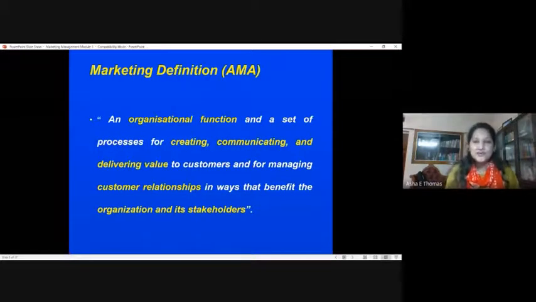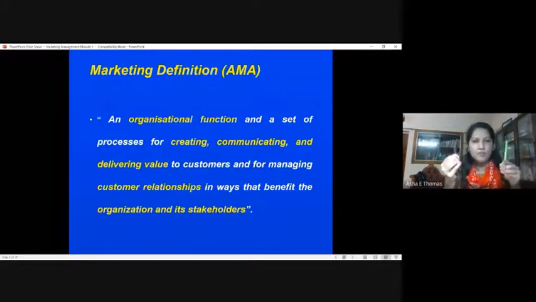So the first is, it's an organizational function and a set of processes that is involved for creating, which talks about production, communicating, which talks about advertising and other promotional strategies, and delivering value. Delivering value, I just spoke about with a simple example.